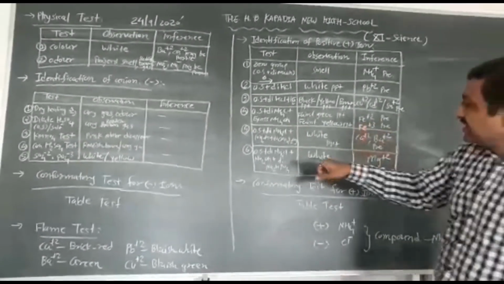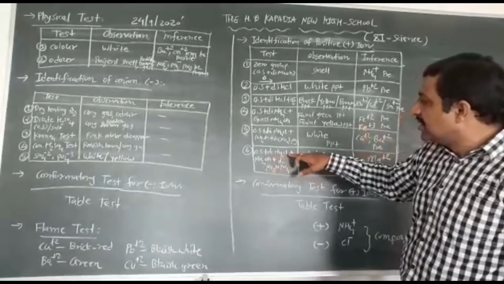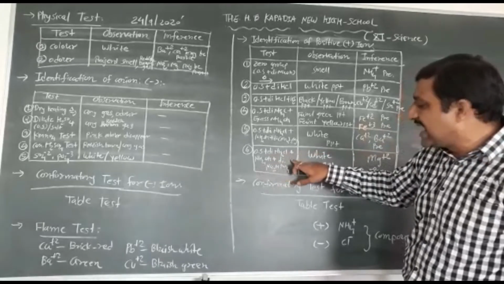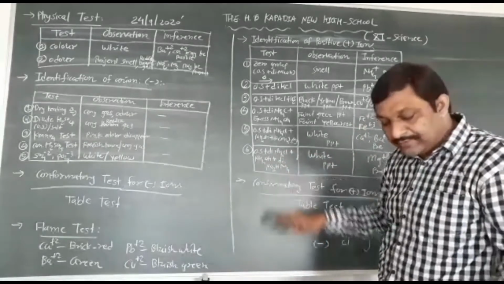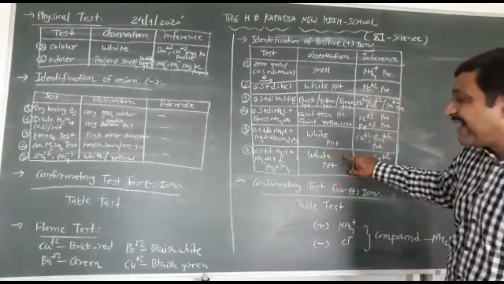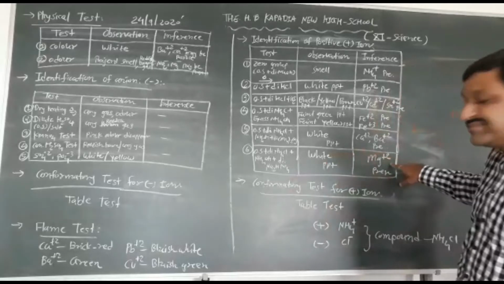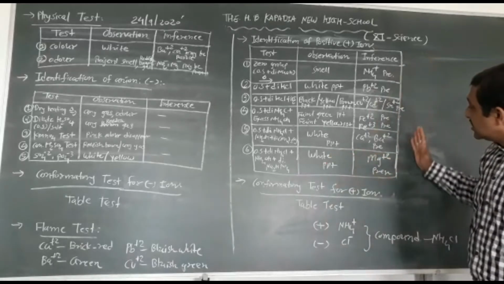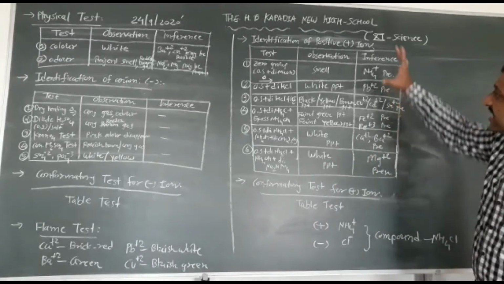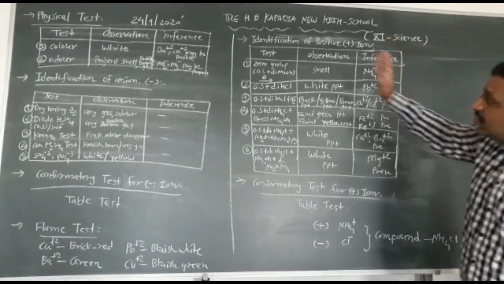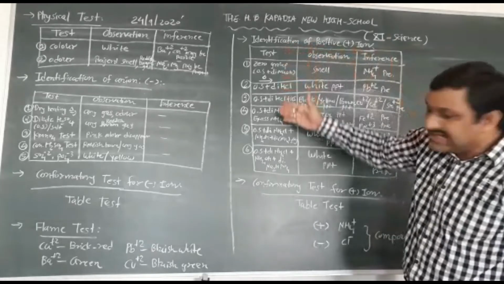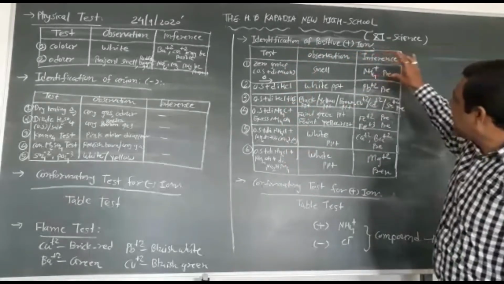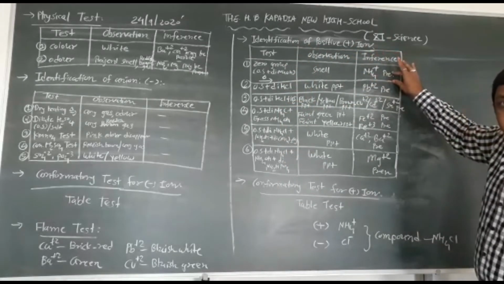Clear? Then in last, OS plus dilute NH4Cl plus dilute NH4OH plus dilute Na2HPO4. If white PPT is obtained, then your Mg+2 is present. Clear? So here is your identification of positive ion. You have to perform this test, and observe and catch your positive ion.